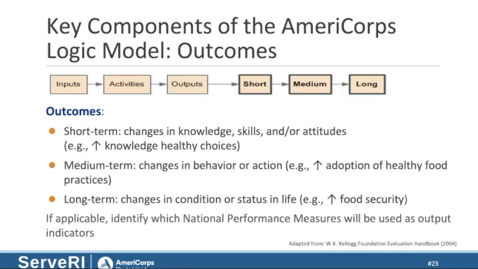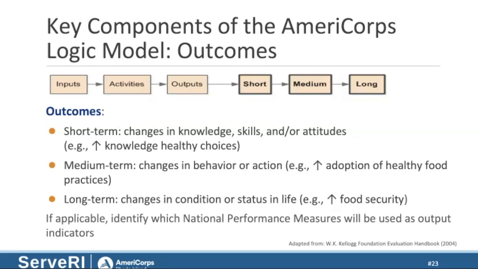Short-term outcomes are changes in knowledge, skills, and/or attitudes. For example, the increase in knowledge of healthy choices. Medium-term outcomes are the changes in behavior or action. So that might be the adoption of that new knowledge of healthy food practices. And long-term outcomes are changes in condition or status in life, so that ultimately they gain food security.